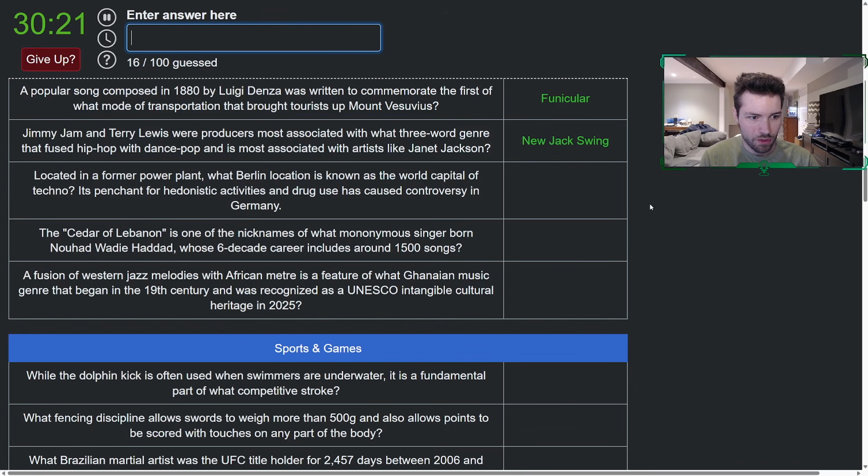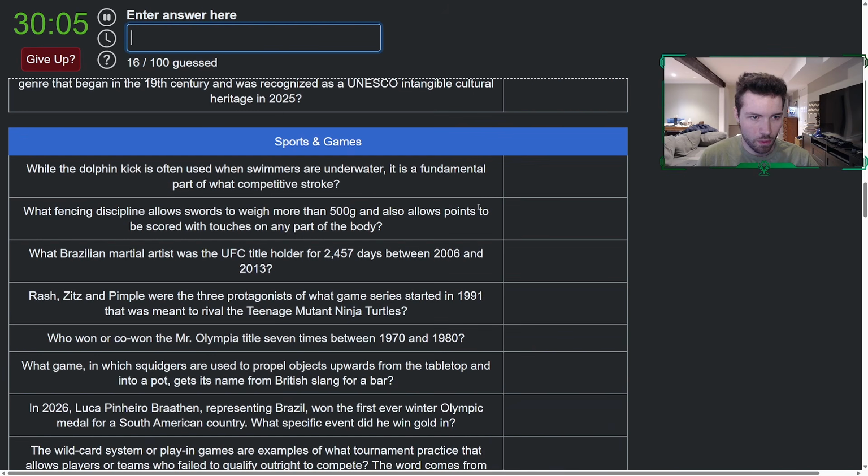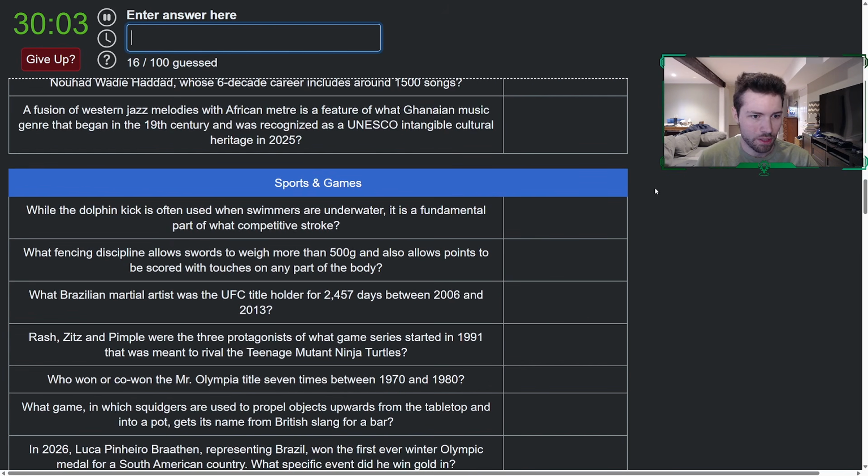A fusion of Western jazz melodies with African meter is a feature of what Ghanaian music genre that began in the 19th century and was recognized as UNESCO Intangible Cultural Heritage in 2025. This is such a thing. I feel like I've heard of this before, but I don't think I'm ever going to pull the name. Sports and games, averaging 4 per category so far.